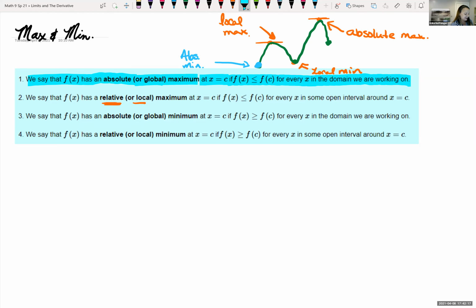So let's just read through the rest. So we say that f of x has a relative or local maximum at x equals c if f of x is less than or equal to f of c for every x in some open interval around x equals c, right? So I can basically put a little interval in here where this is going to be the maximum point in that little interval. Same thing, I can put a little interval in here, and this is the maximum point in that interval. So if I can do that, then those are also called local maxima or relative maximum.